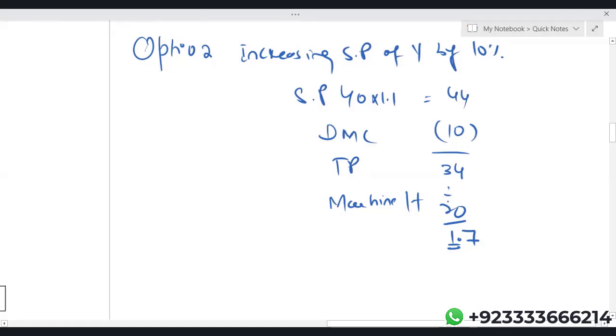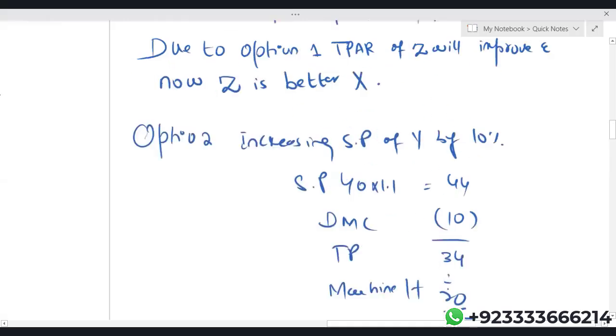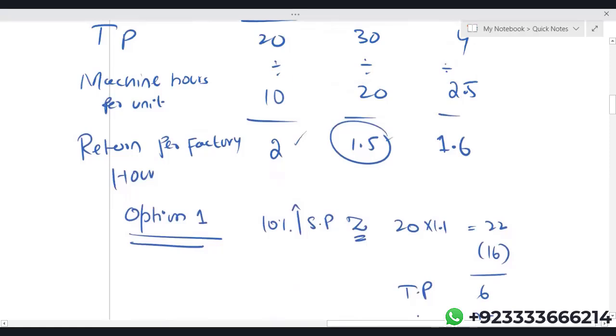Why? It is not going to improve throughput accounting ratio. Please try to understand. X will have return per factory hour 2, Y will have 1.7, and Z will have, let's say, 1.6. So obviously, still X is better than Y, and initially X was better than Y. So even if we implement it, and let me tell you, all the products are mutually exclusive. Okay. So right now, all options we'll be looking at in isolation.